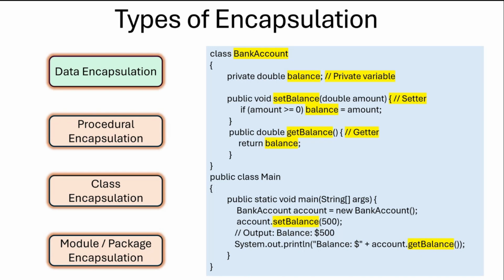So if you see this bank account class, the balance is private here and it can be updated using the set method of the bank account class unit and the get balance method of the bank account class unit, right? It is not accessed outside the bank account class. So this is called data encapsulation or variable encapsulation.